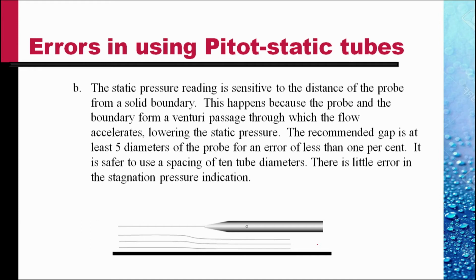Another cause of error is because the static pressure reading is sensitive to the distance of the probe from a solid boundary. This happens because the probe and the boundary form a Venturi passage, a narrowing passage through which the flow accelerates, lowering the static pressure. Thus, if the tube is very close to the wall, then the flow, underneath the tube, has this area, a reduced area. So the flow will need to accelerate.